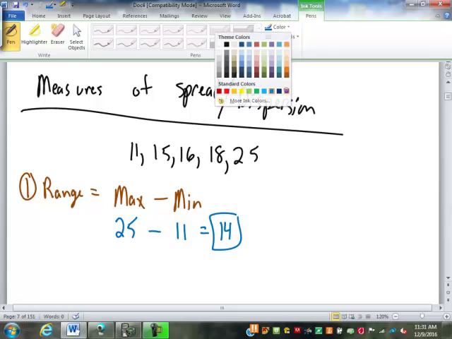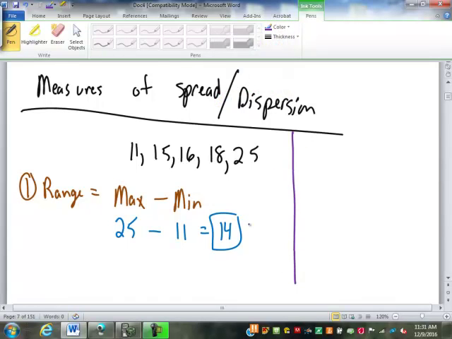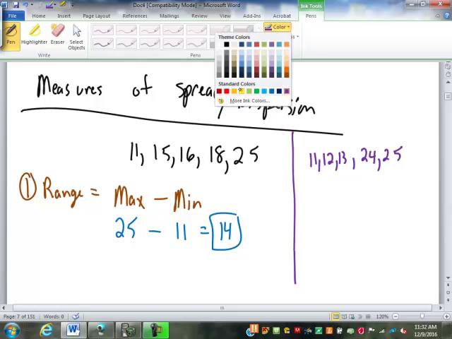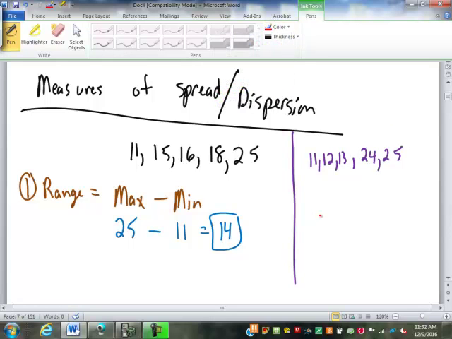Now, one of the weaknesses of the range, or to demonstrate the weakness of the range, I'm going to create a new set. What's the range of that set? Yeah, it's exactly the same. It's 15 minus 11, or 14.